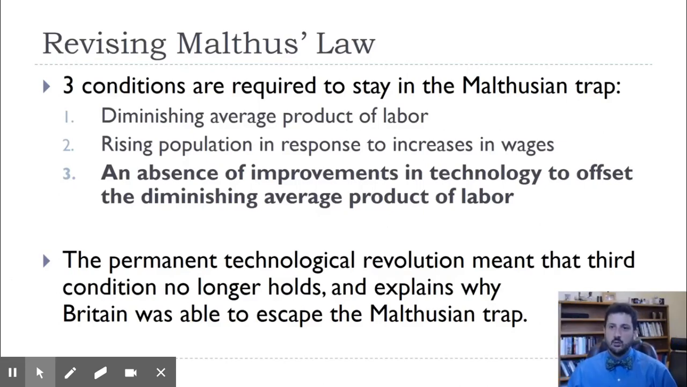And so really these new technologies that were introduced in the Industrial Revolution allowed people to escape the Malthusian trap by just producing so much more. And as we'll see, population sort of responded in a different way, right? So that now people, as they get richer, have fewer children rather than more children.